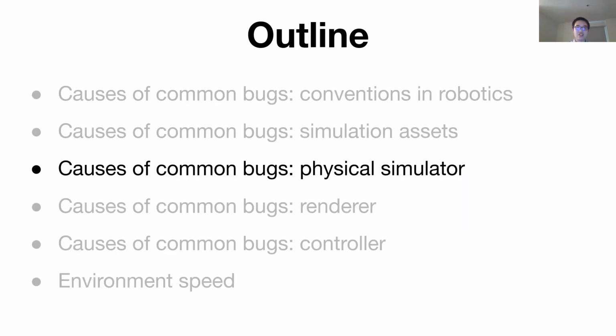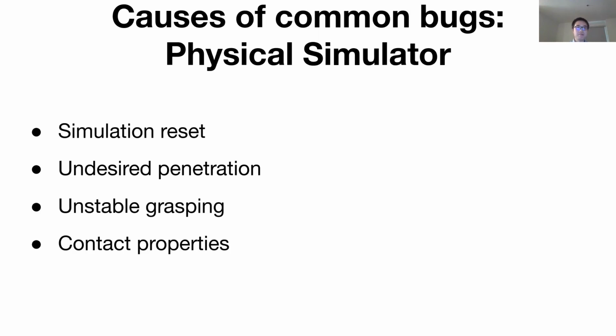Okay, the next section is on physical simulators. I will talk about 4 common bugs. One is on simulation reset, and next is about undesired penetration. And then next is unstable grasping. And then I will summarize with some notes on contact properties.